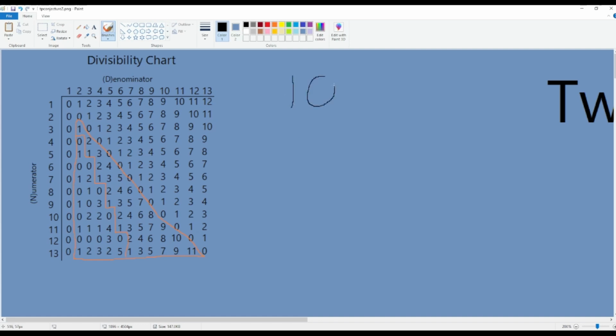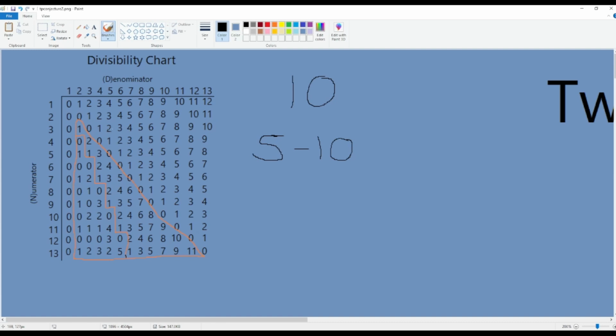For example, 10, the biggest factor of 10 is 5. Anything more than half of 10, anything between 5 and 10, is not going to be a factor of 10, if that makes sense. So we can also sort of ignore these numbers on the right hand side of the jigsaw piece.